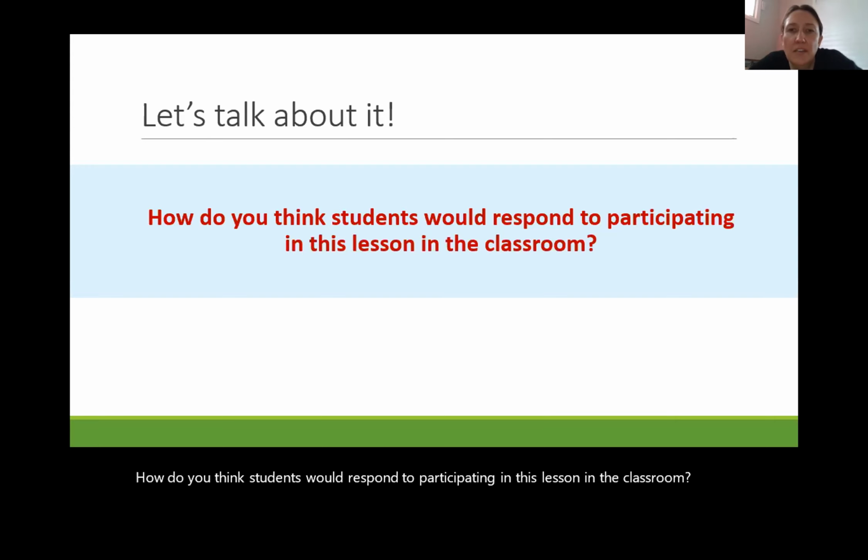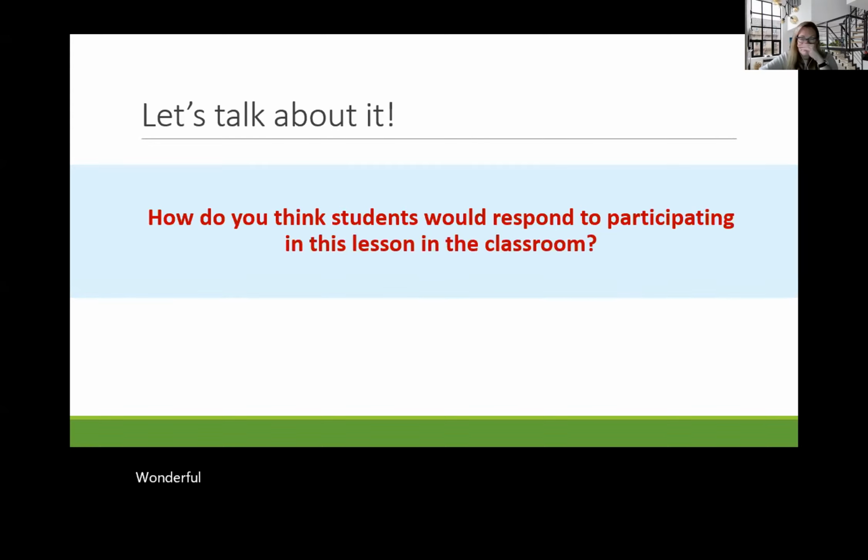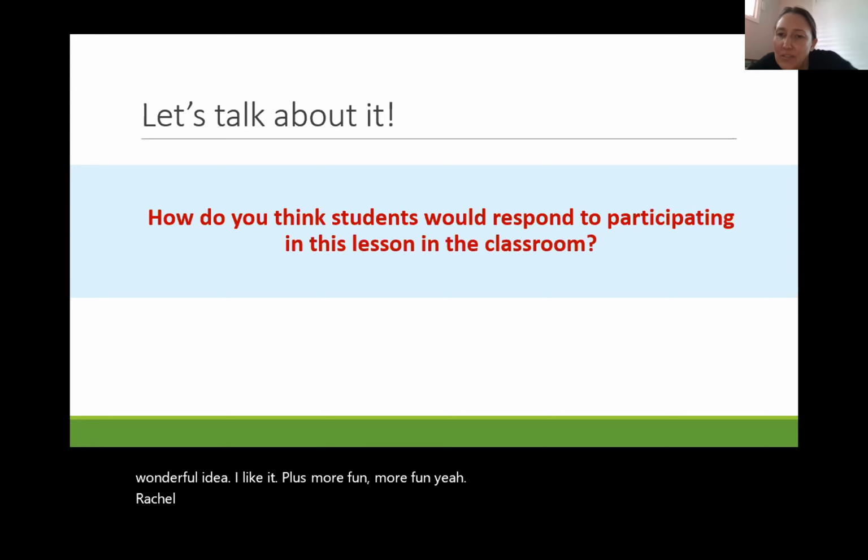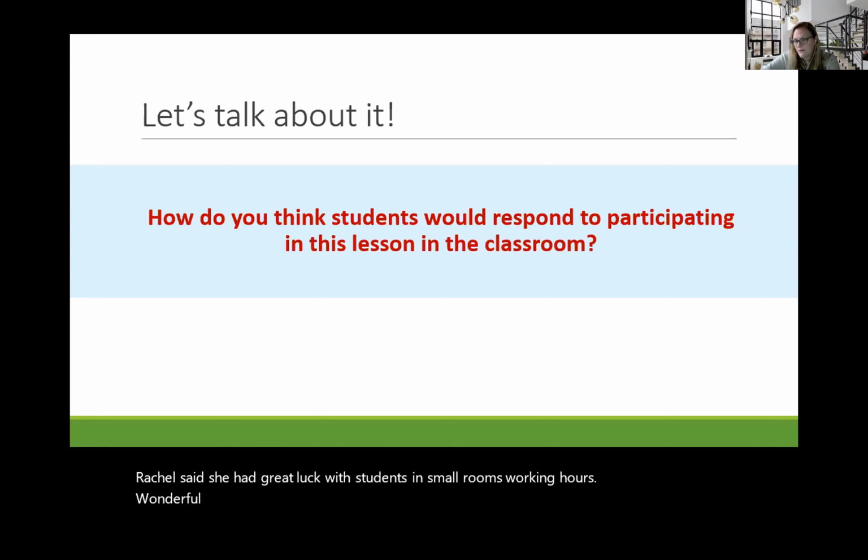I was going to say, Nancy, I think I would do this with groups. It might be a little difficult on your own, but in groups or pairs at least, so that they can bounce ideas off each other and build from it. Wonderful idea. I like it. Plus more fun. Rachel said she had great luck with students in small groups working on these sorts of activities. Completely agree, Rachel. I love the discussion that could ensue.